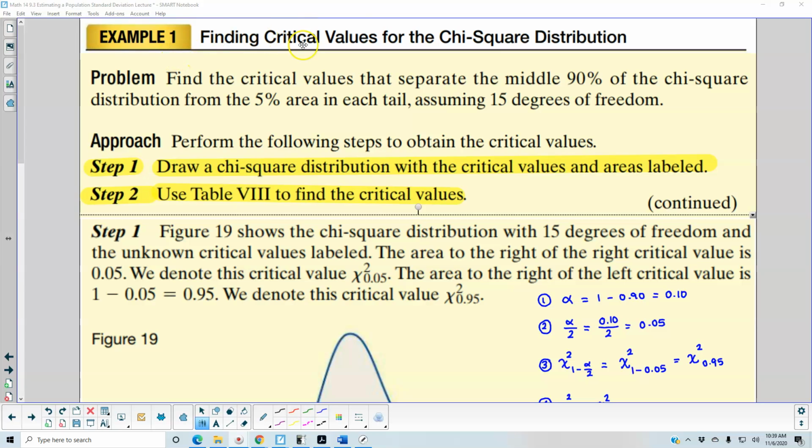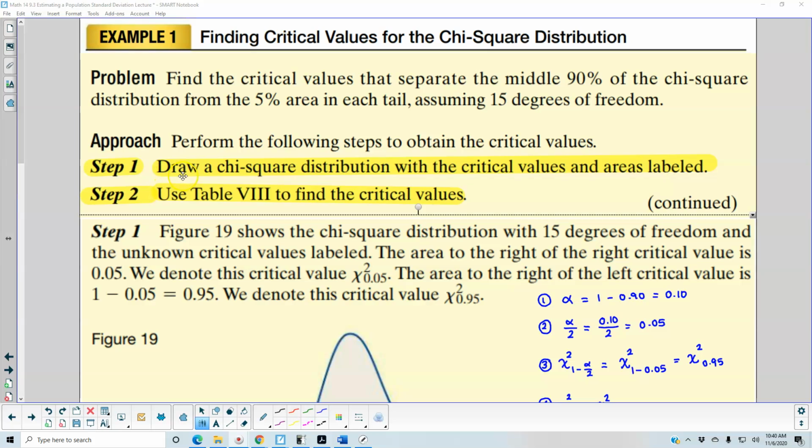Example 1, finding critical values for the chi-square distribution. We want to be able to find the critical values that separate the middle 90% of the chi-square distribution from the 5% area in each tail, assuming 15 degrees of freedom. Now, we would want to perform the following steps to obtain the critical values.